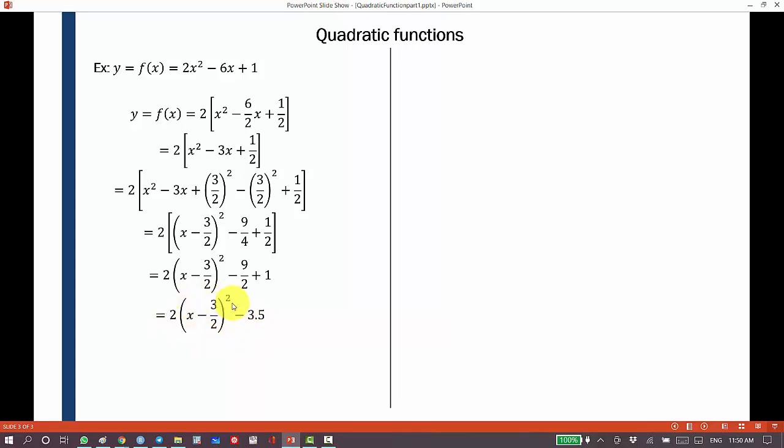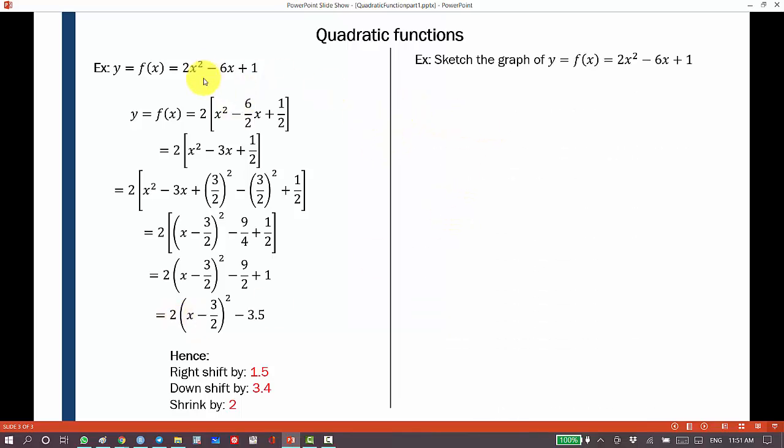Now we can see that this function is being generated from the parent function y = x². We are applying the right shift by 1.5 units, which is 3/2, a downward shift by 3.5 units, this −3.5 being a downward vertical shift, and a shrink by 2 units.